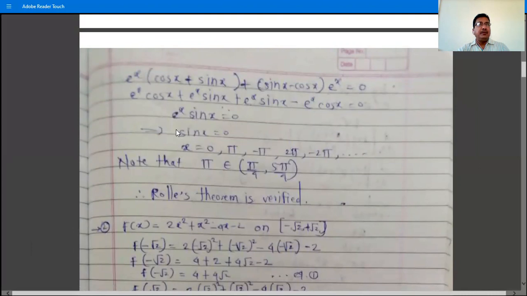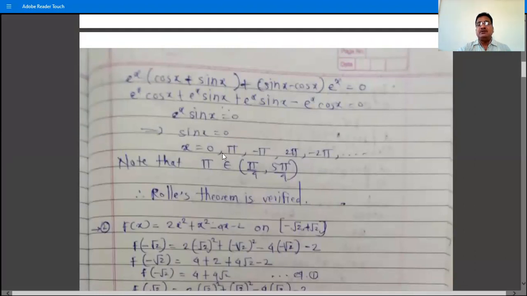We know that a into b is 0 if and only if either a is 0 or b is 0. So e raised to x is not equal to 0 for all values of x, and therefore sin x is 0, and therefore x is what? Sine inverse 0. So what are the values of sine inverse 0? 0, pi, minus pi, 2 pi, minus 2 pi. Because sine 0 is 0, sine pi is 0, sine minus pi is 0, sine 2 pi is 0, sine minus 2 pi is 0.